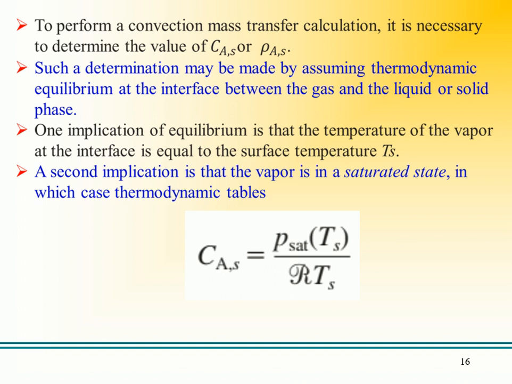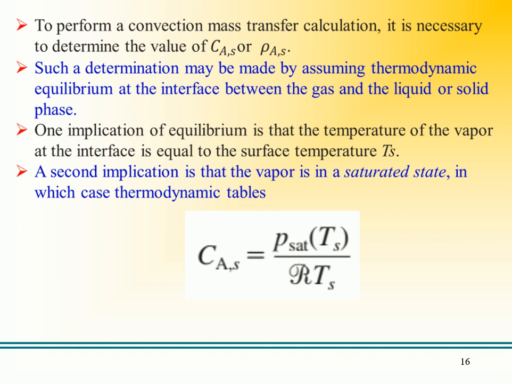To perform a convection mass transfer calculation, it is necessary to determine the values of CA,S or ρA,S, either in the concentration terms, that is kilomole per meter square per second, or in the kilogram per meter square per second, either in the mass term or in the mole terms. Such a determination may be made by assuming thermodynamic equilibrium at the interface between the gas and the liquid or the solid. One implication of equilibrium is that the temperature of the vapor at the interface is equal to the surface temperature.